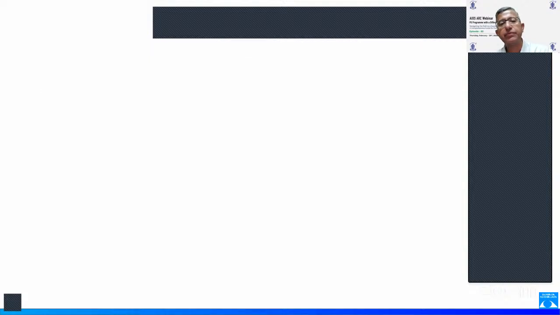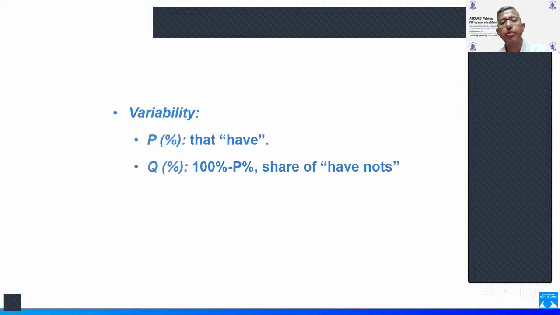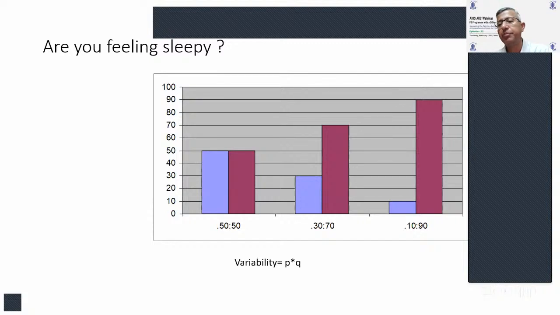And for a percentage, for example, suppose you want to look at the variability for a percentage, you have P, the proportion of people who have a problem, and Q, the proportion of people that do not have a problem. And the variability is basically P into Q. Suppose I ask all the postgraduates attending this session, are you feeling sleepy? And these are the three possible solutions.